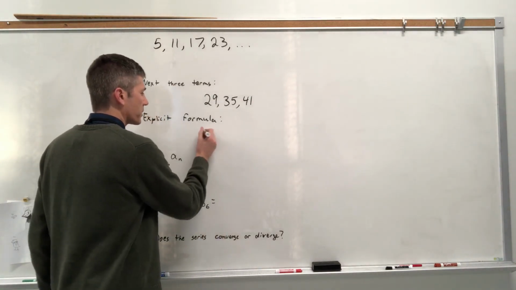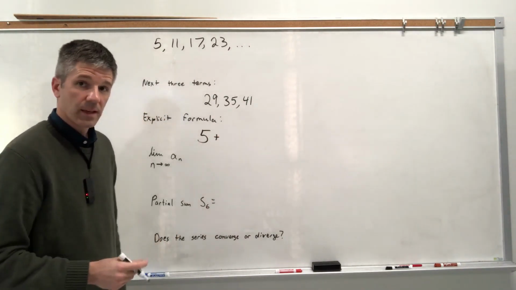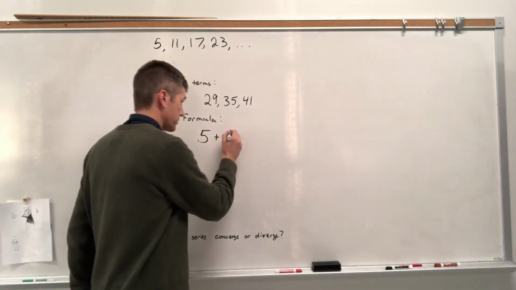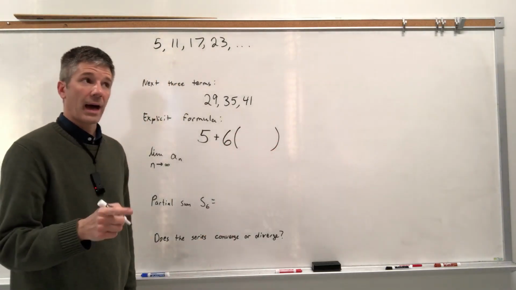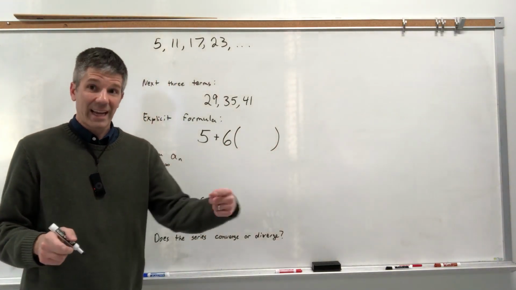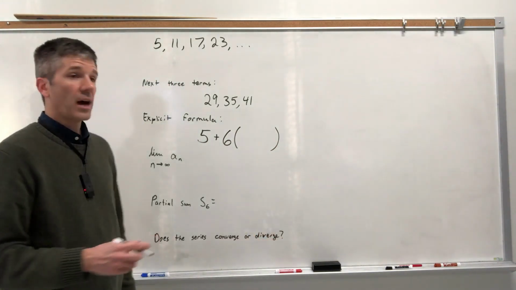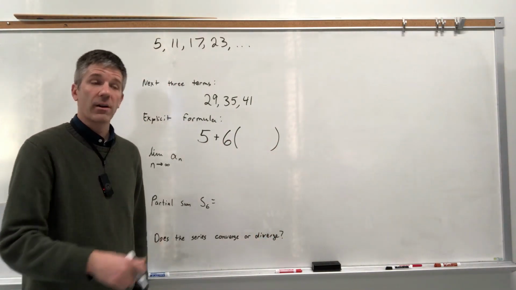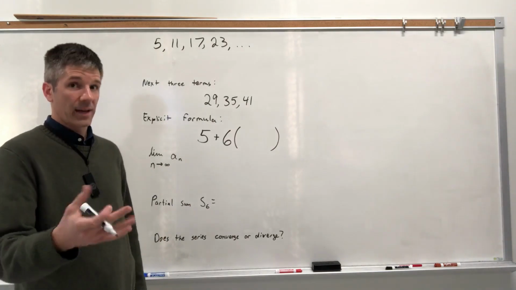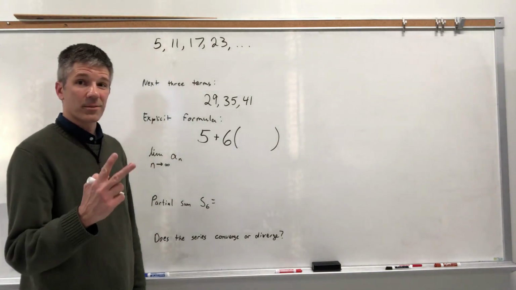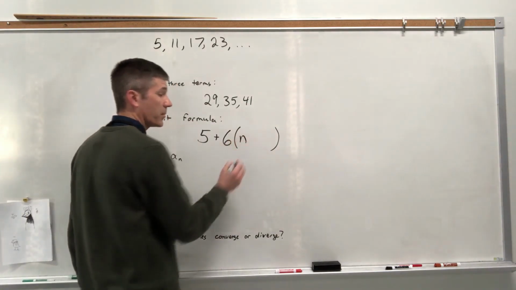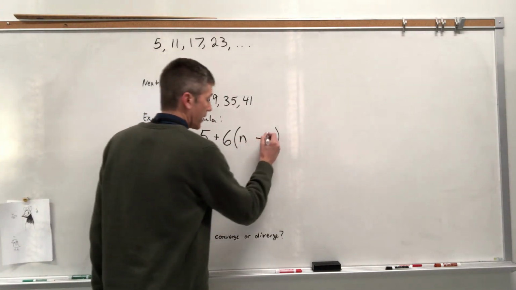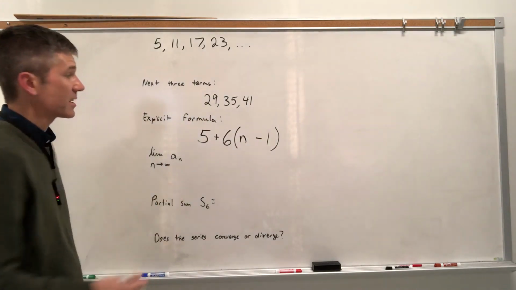The explicit formula is 5 plus 6, and I would multiply that 6 by the number of times I needed to add 6. Well, if I want the 100th term, I'd do 99. If I want the 1,000th term, I'd do 999. If I want the second term, I'd multiply by 6 one time. So whatever term I want, that's n, and then minus 1. This is the explicit formula.